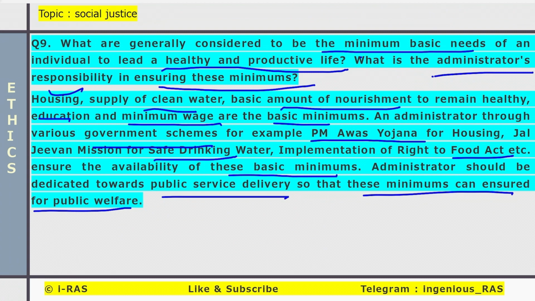He will check whether all the beneficiaries are duly checked. Is there any bogus beneficiary? Is there any repetition of beneficiaries? Is there any beneficiary who is not getting his due rights or due claim? The administrator will ensure that the right beneficiary will get the right dues at the right time. So let's go to the next question.